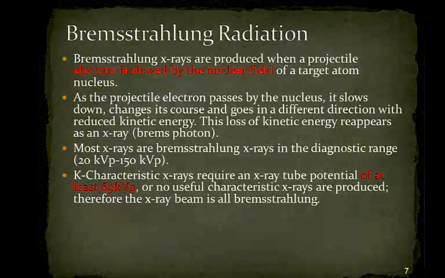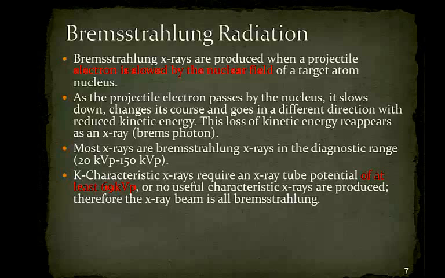Characteristic is done. Now we go into the other one, bremsstrahlung radiation, or Brems radiation. Before we continue, just understand that with characteristic, the inner K shell has to be removed, ionized, for it to happen. Brems is produced when the projectile electron, the one coming from the cathode going to the anode, is slowed down by the nuclear field of the target atom nucleus.